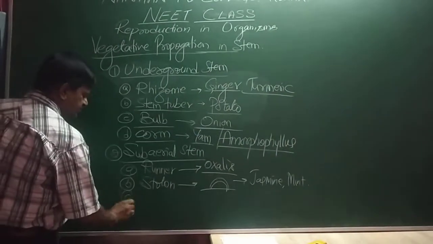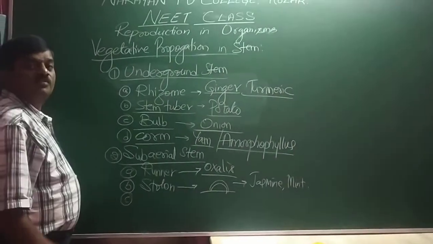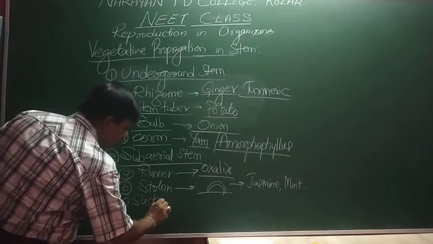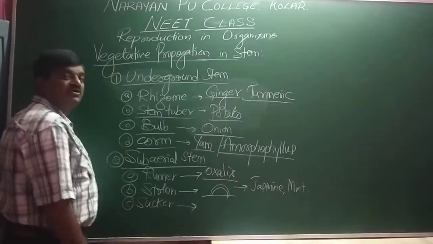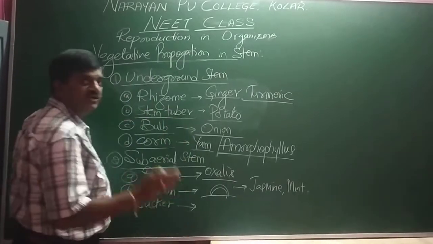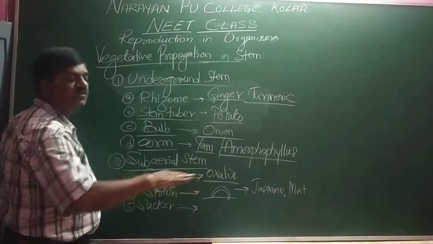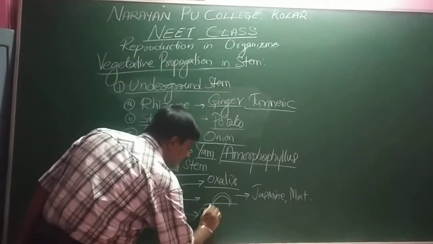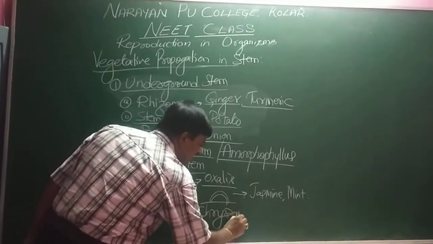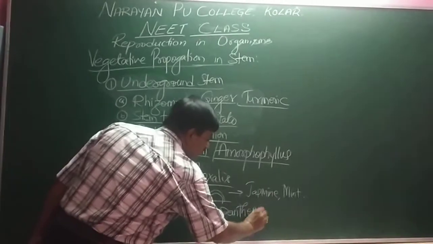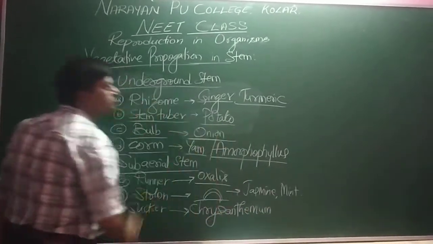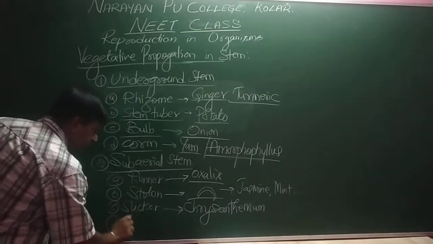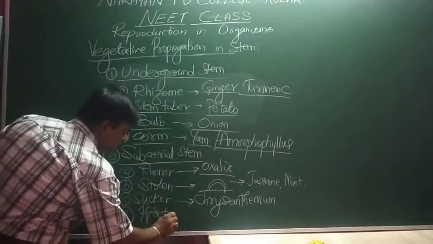And the third one is sucker. Here the lower nodal regions have a horizontal stem which gives rise to a new individual. Example, chrysanthemum. Chrysanthemum is one of the examples for sucker, and the fourth one is called offset.